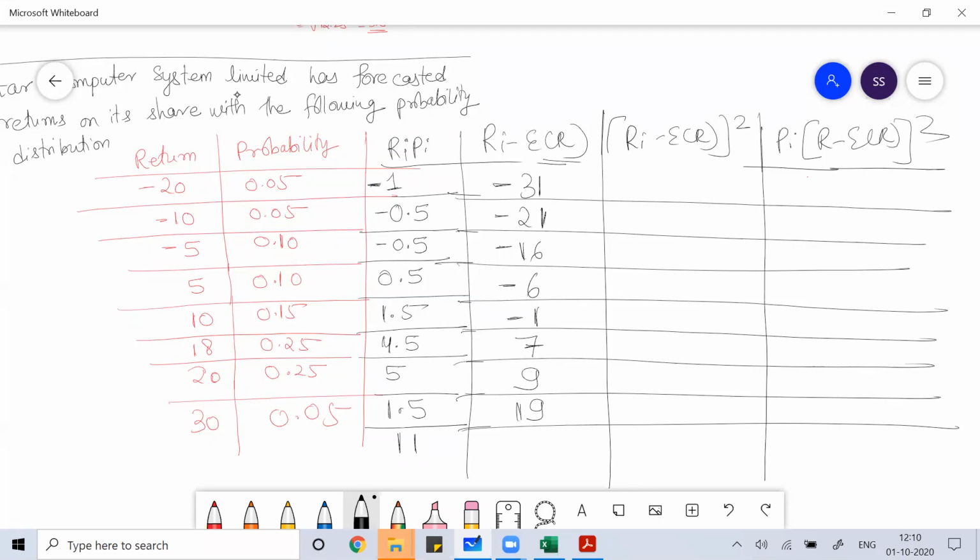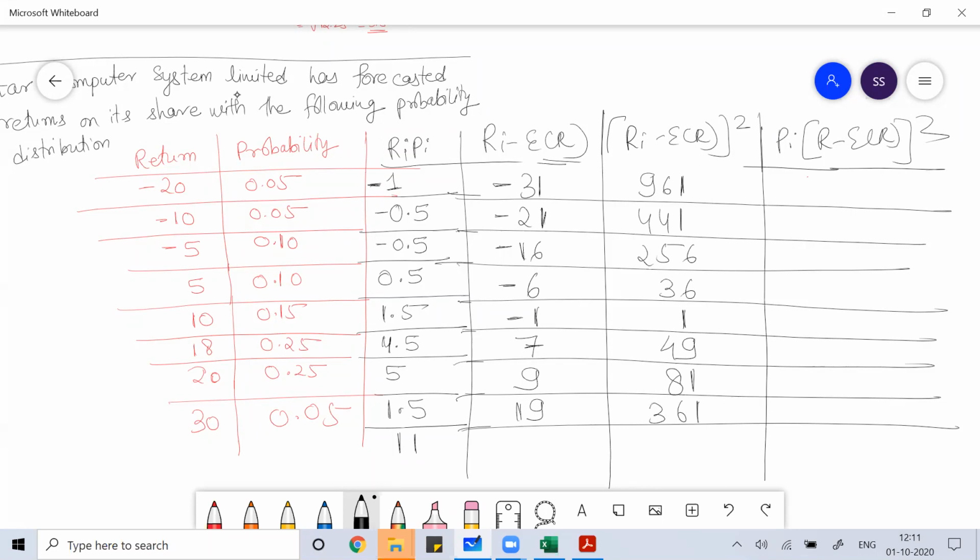Then do the square of this. 31 square is 961, 21 square is 441, 16 square 256, 6 square 36, 1 square 1, 7 square 49, 9 square 81, 19 square 361.